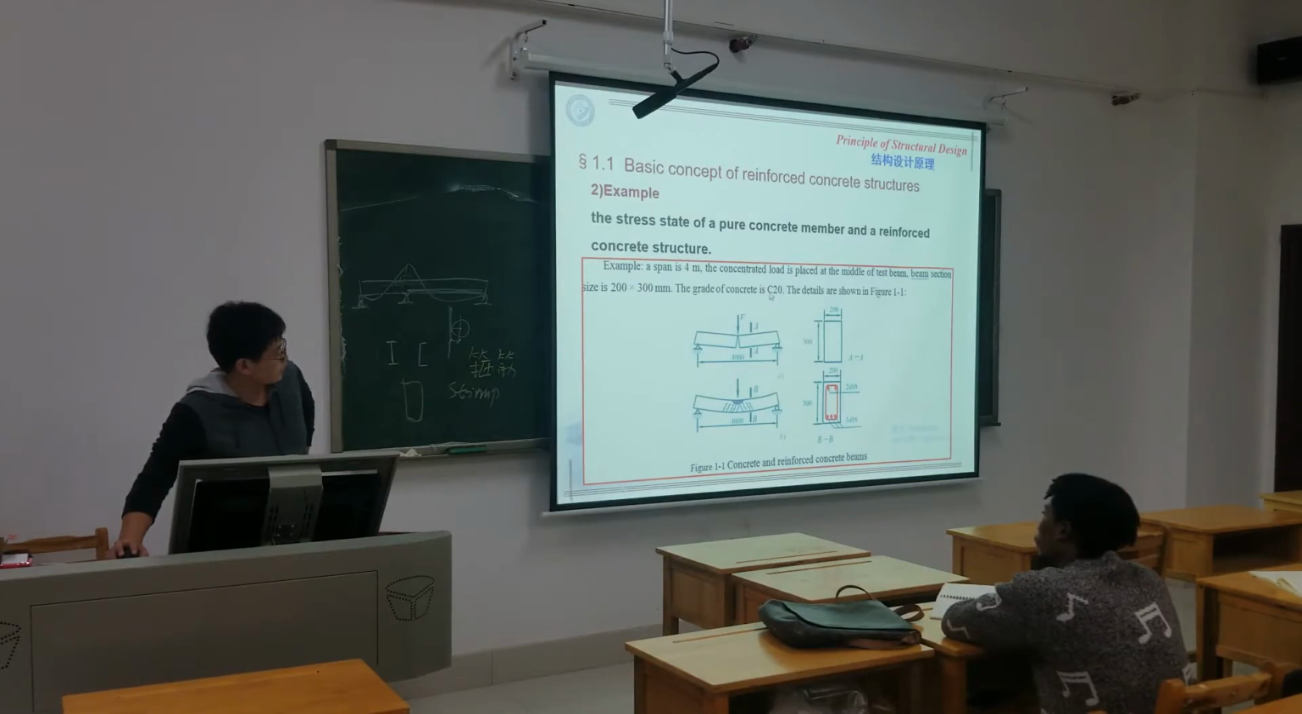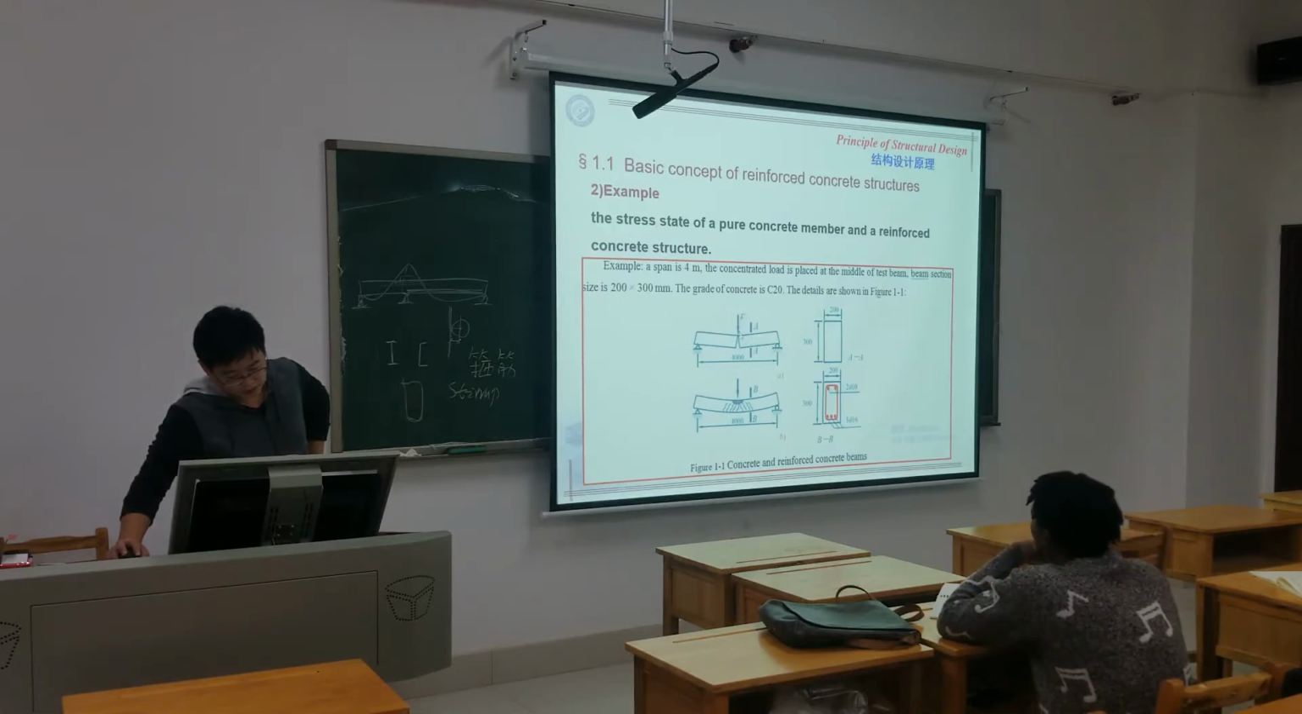Actually now, C20 is very weird. The smallest one is C25 now. In real construction we don't use C20 because the strength is too low. And the detail is shown here. So there is a concentrated force in the middle span.